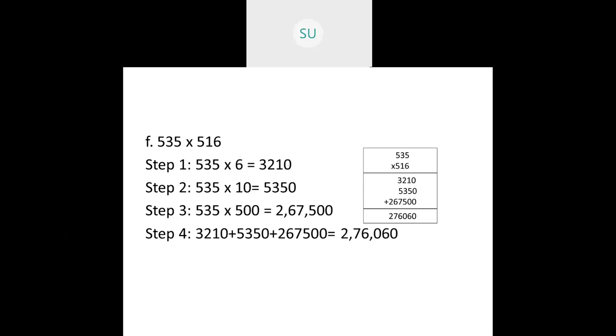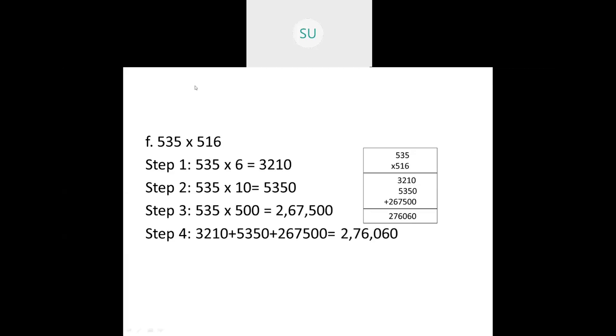267,500. Now we'll add 3210, 5,350 plus 267,500. When you add that, you'll get 276,060. So the answer for question F is 276,060. So this is how you do multiplication.